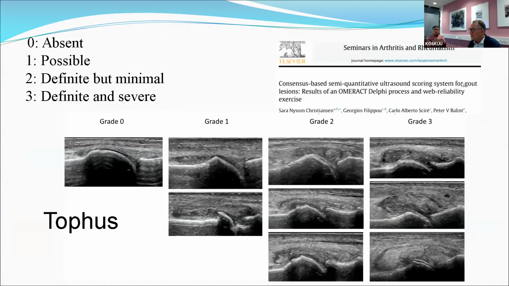And again, this semi-quantitative ultrasound system, this atlas type, is the same. No gout, possible gout, grade one. It's not gout, it's possible gout. And then we have clear gout. You see here double contour and aggregation of the tophus. A huge tophus here, grade three, definite and severe.